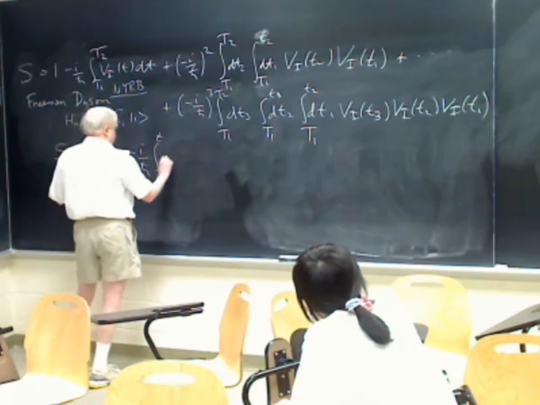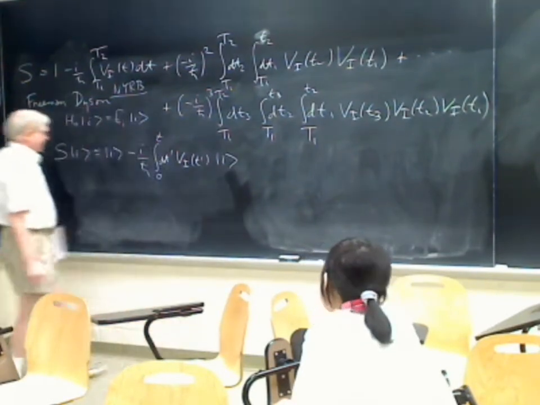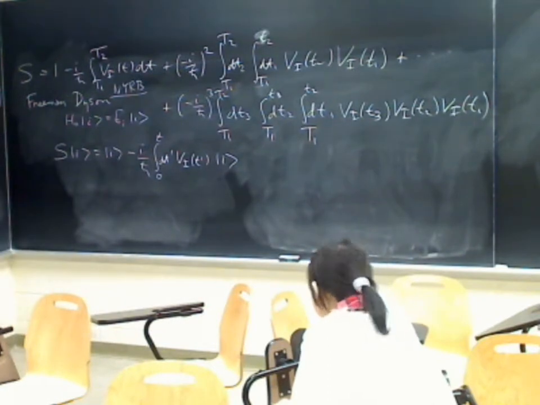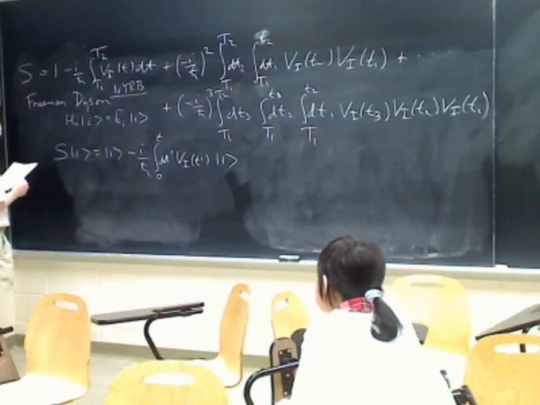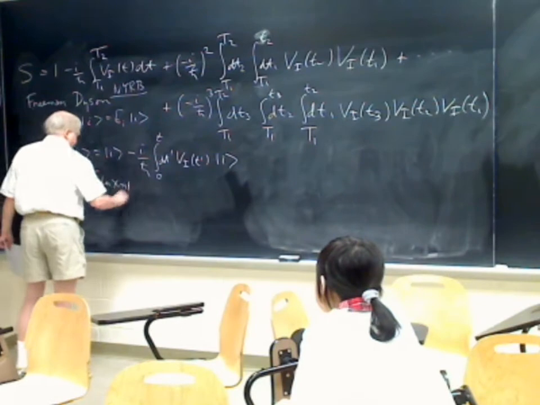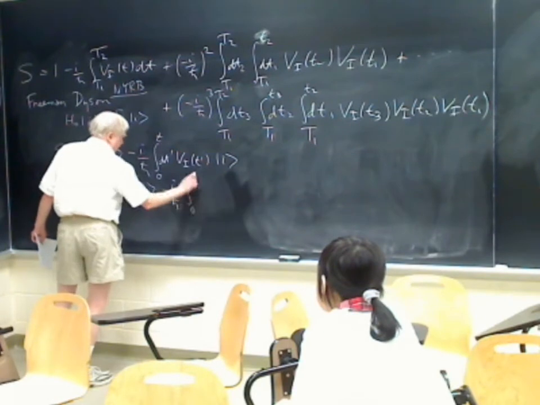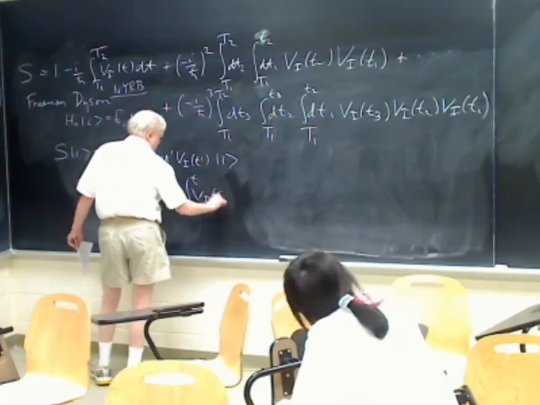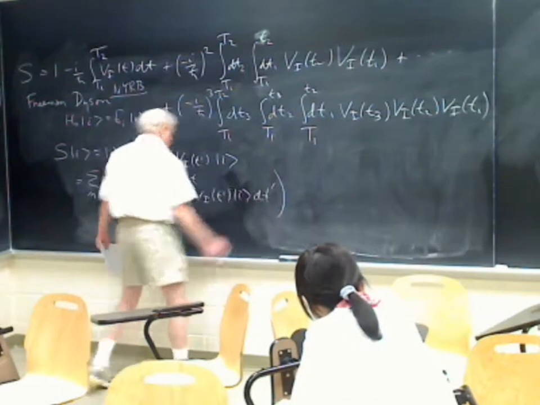And it's going to be dt prime dI of t prime and the state I. So that's what happens to the state I when the S operator is applied to it. And V is some constant operator. Okay. If we insert a complete set of states, and again, eigenstates of the free Hamiltonian here, we have I minus I over H bar, integral 0 to t, VI of t prime, I, dt prime, close bracket.